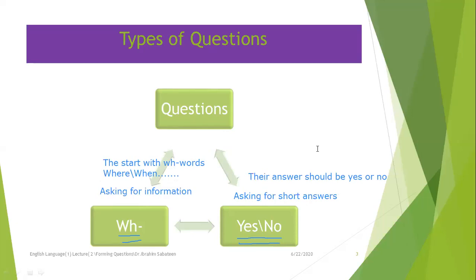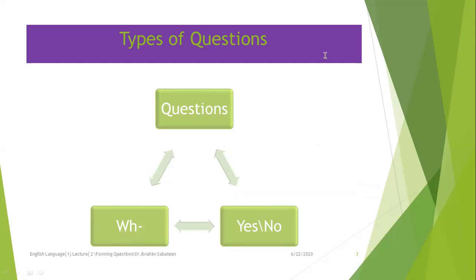Now let's move to another slide. Here in this slide we talked about the two types of questions. WH questions: why do you use WH questions? To ask for information. Why do you call them WH questions? Because they start with WH words. Why do you use yes/no questions? To ask for a short answer or to make sure of some information. Why do you call them yes/no questions? Because their answer should be yes or no. Let's move to another slide now.